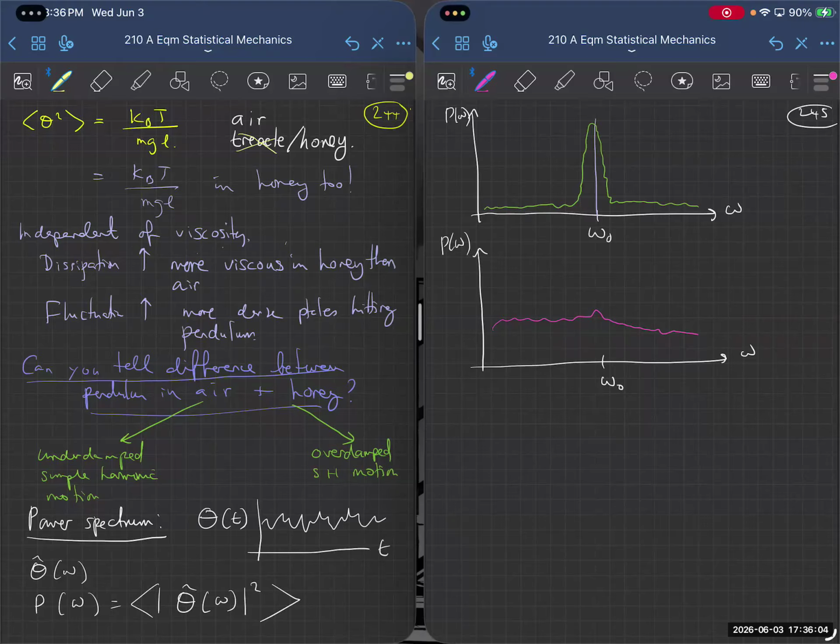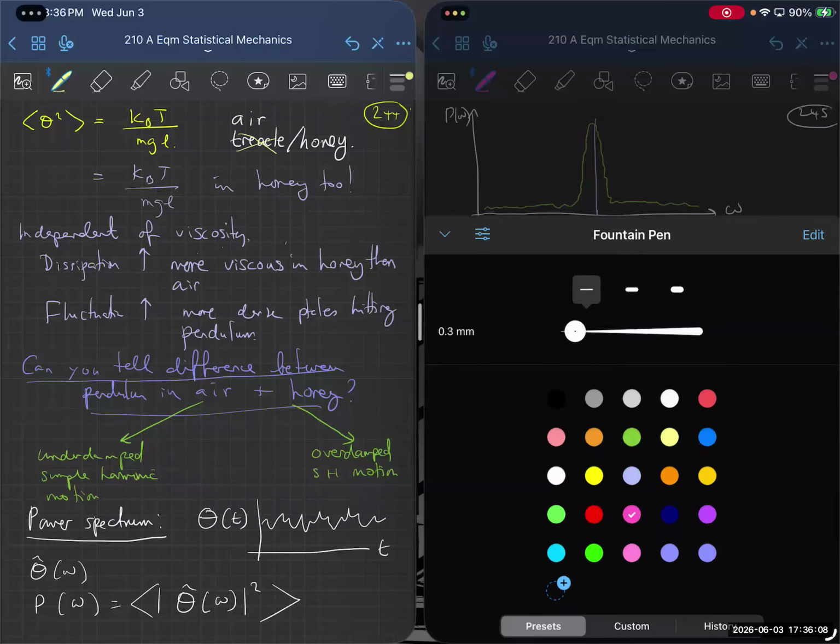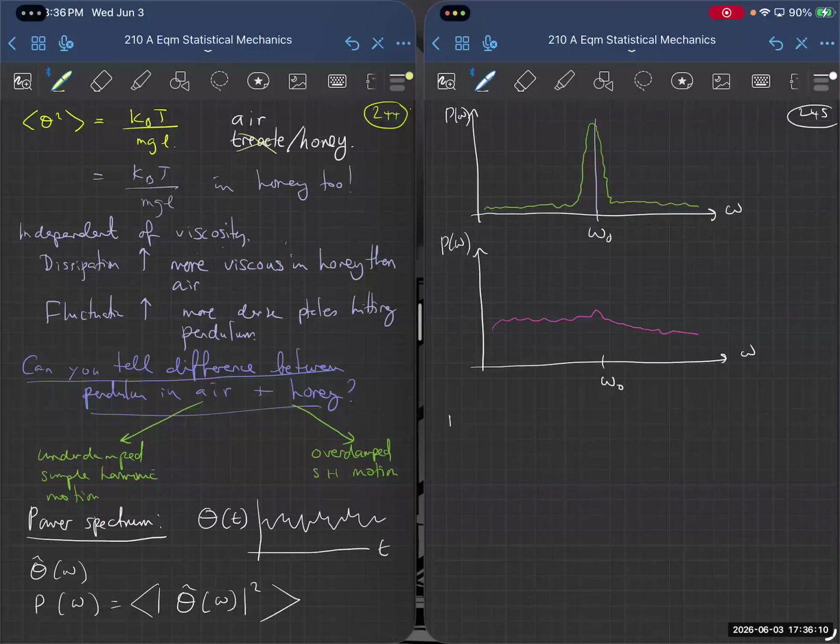So what P of omega tells you, P of omega equals the energy in the range omega to omega plus d omega, something like that. So it tells you in the air case, all of the energy is located in the natural frequency omega naught, and in the pendulum in honey, the energy is distributed over all the possible frequencies.